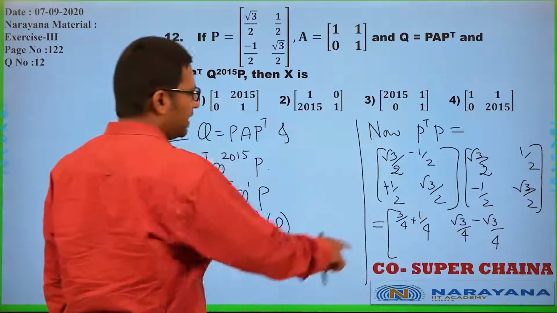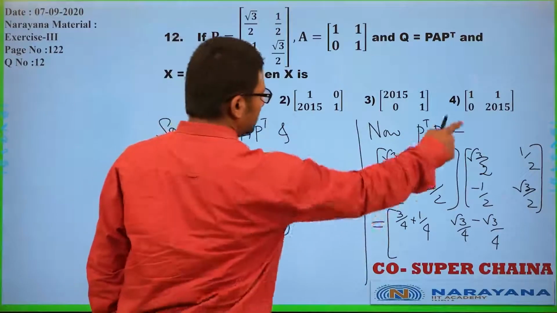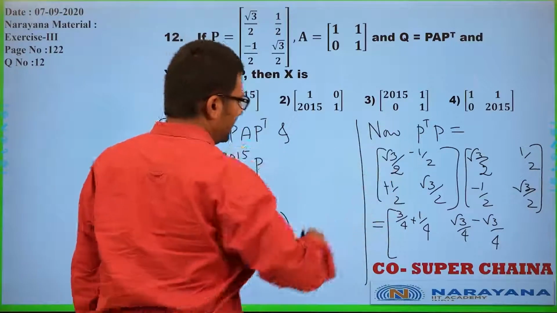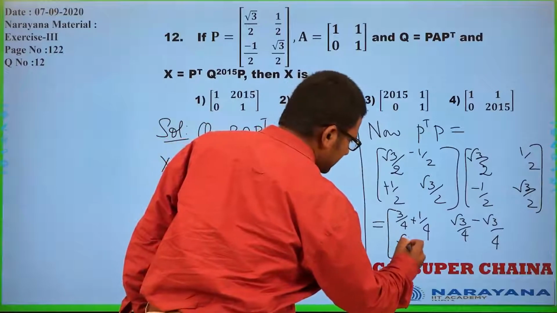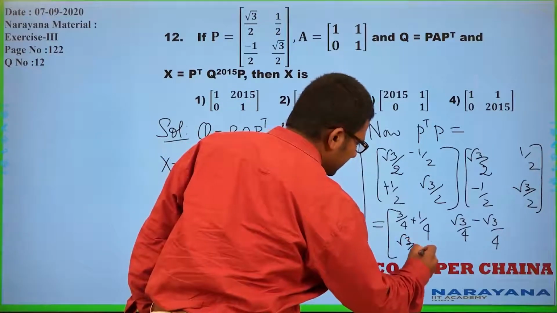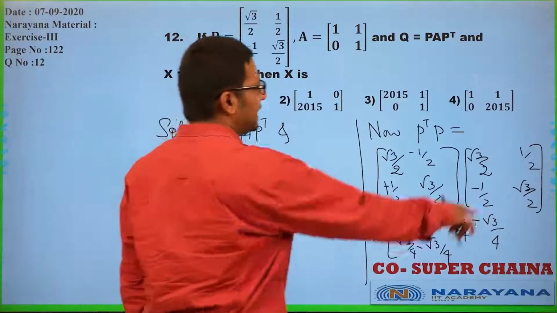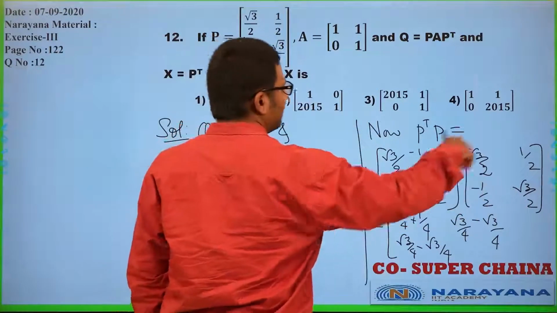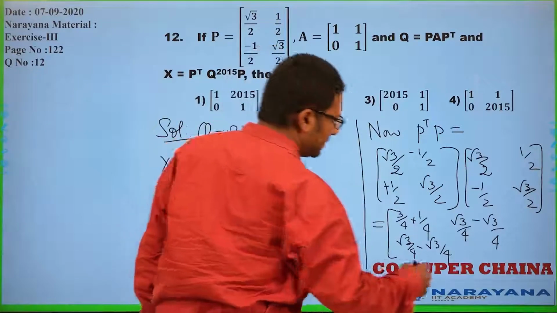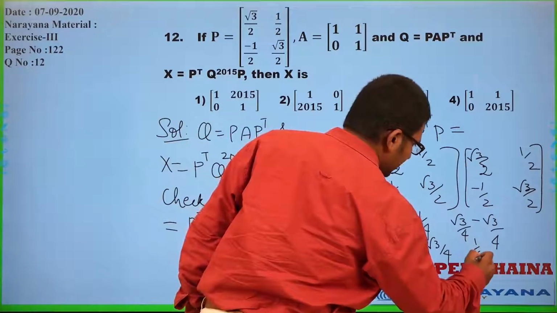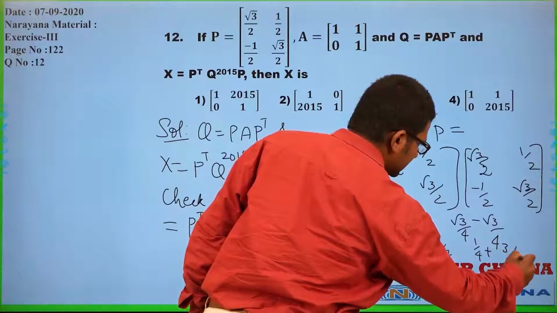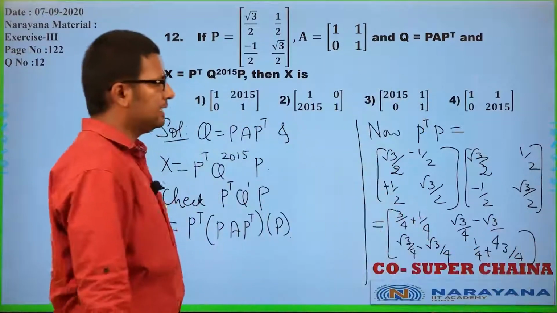Right? Okay, what about this? Half into root 3 by 2, root 3 by 2 into minus half. Once again, root 3 by 4 minus root 3 by 4. Right? And here, half into half, root 3 by 2 into root 3 by 2. So, 1 by 4 plus 3 by 4. Correct?